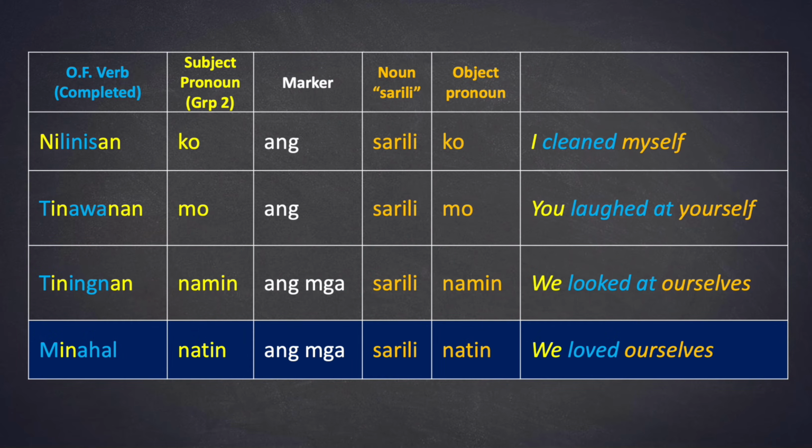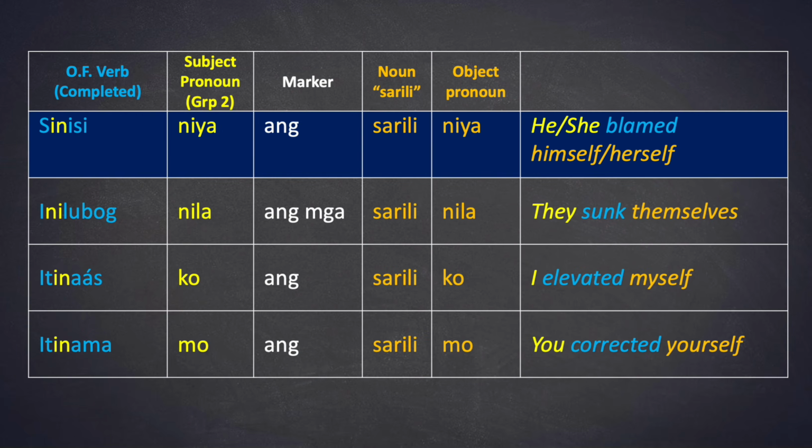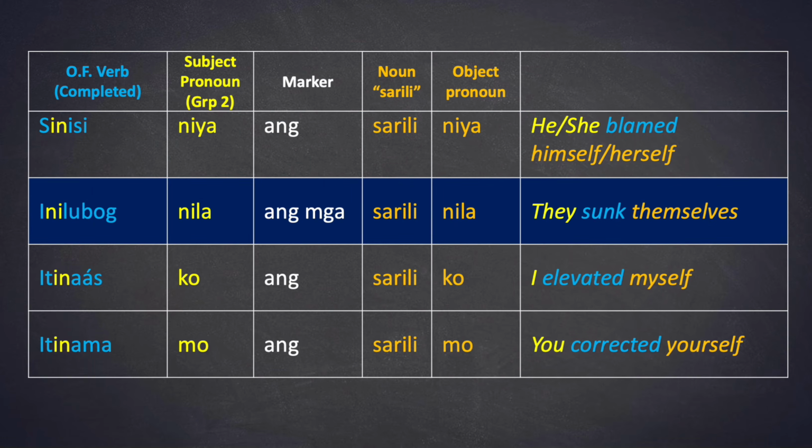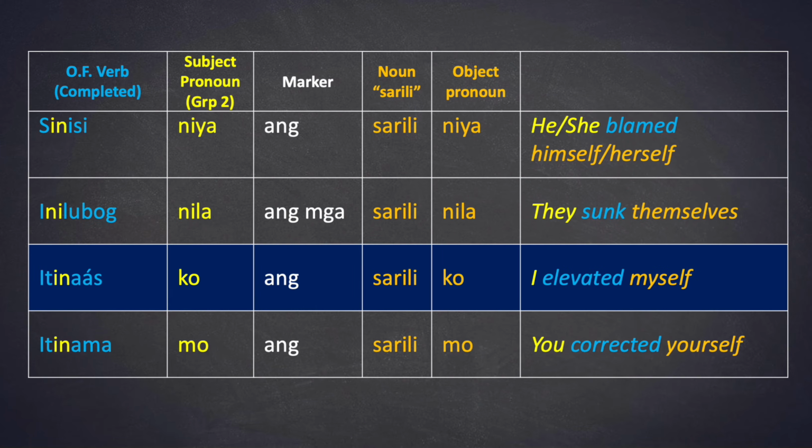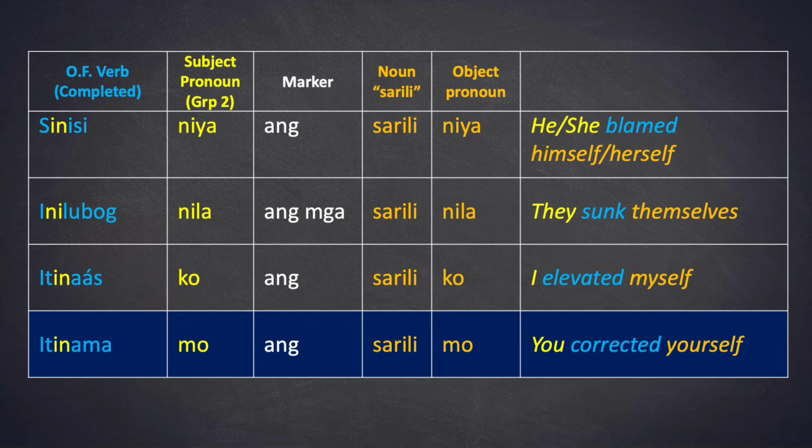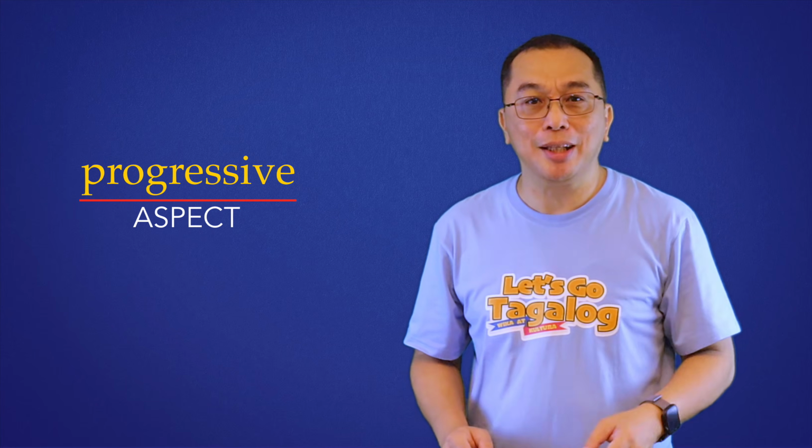Minahal natin ang mga sarili natin. We loved ourselves. Sinisi niya ang sarili niya. He or she blamed himself or herself. Inilubog nila ang mga sarili nila. They sunk themselves. Itinaas ko ang sarili ko. I elevated myself. Itinama mo ang sarili mo. You corrected yourself.